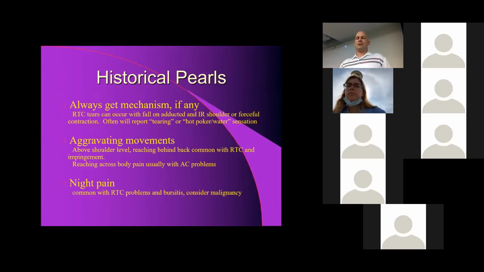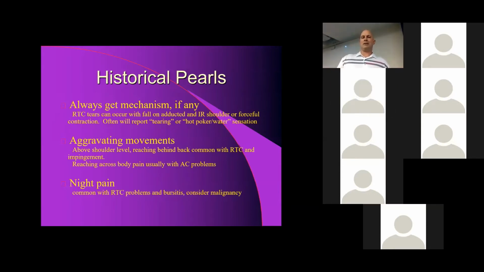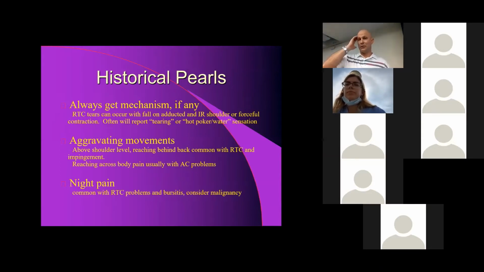So when you're talking about history, when somebody comes in with shoulder pathology, especially if there's been some kind of injury, get a mechanism. Rotator cuff tears can happen in an athletic population, although you're talking about young people who don't tend to have rotator cuff tears in general unless it's related to trauma. But I've seen an outfielder diving for a ball and falling onto an internally rotated and adducted shoulder, which forces the humeral head down, and that cuff would tear off the top of the greater tuberosity.